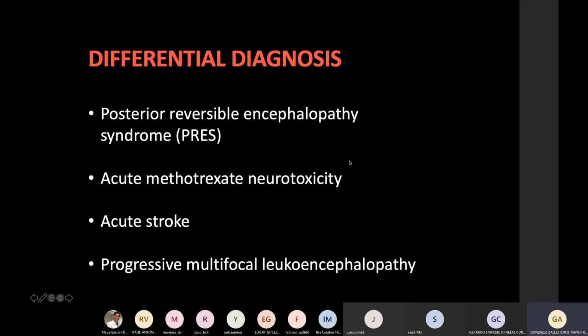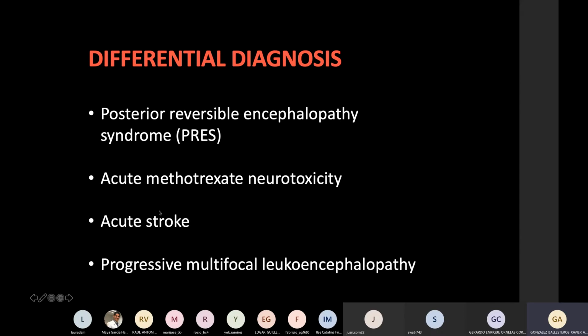So with these findings, the differential diagnosis of bilateral white matter lesions included posterior reversible encephalopathy syndrome. But the MRI findings of this patient were not consistent with PRES because clinically she did not have hypertension, and the distribution of the lesions in PRES is usually the cortex and subcortical white matter, and most often in the parieto-occipital lobes.